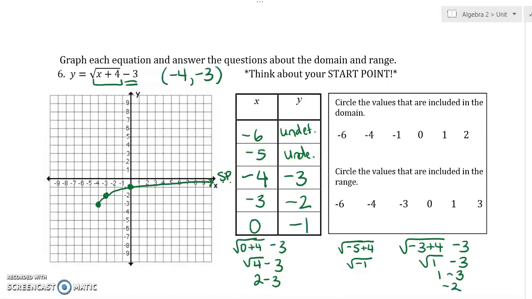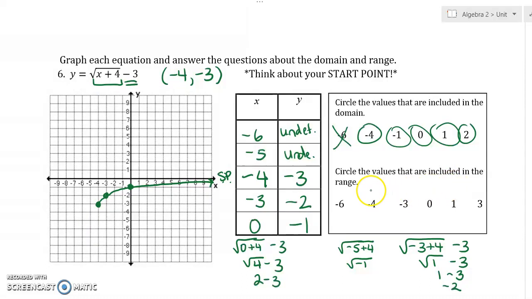Now, for the domain, it says circle the values that are included in the domain. So when I look at it, I notice that -4 is included. -1 is part of it. 0 is part of it. 1 and 2, these are all part of it. The only one that's not is -6 because I don't have a point anywhere there. So just kind of showing you.